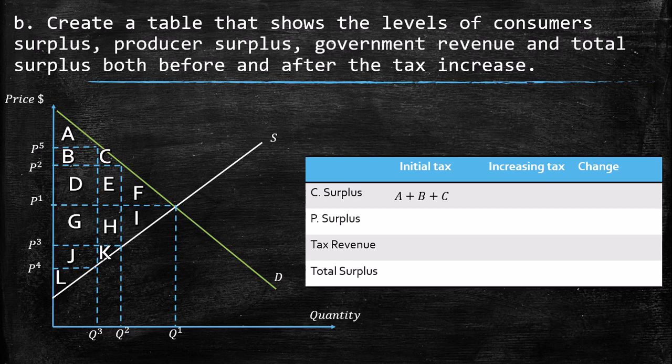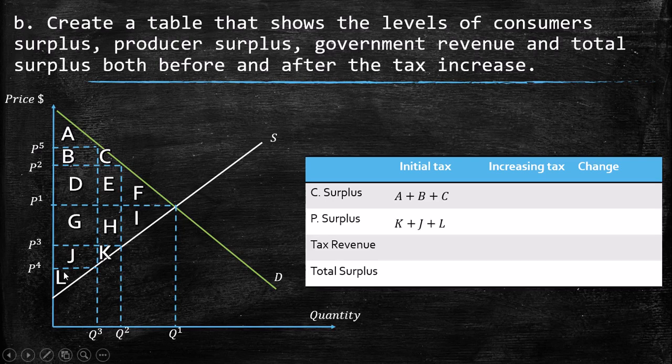So first, when there was the initial tax, the consumer surplus was A, B, C, because remember they have to pay P2, so the consumer surplus will be ABC. Remember, this area takes into account all the potential consumers, between quotation marks, that are willing to pay even this price for this good, but instead of paying this part they have to pay P2. So this is kind of a saving from the consumer side.